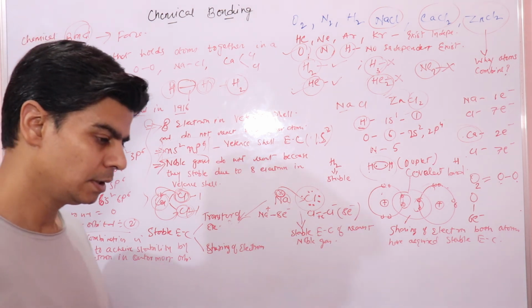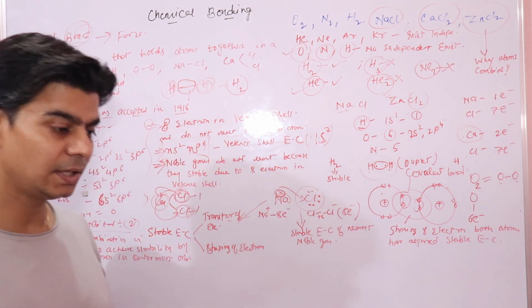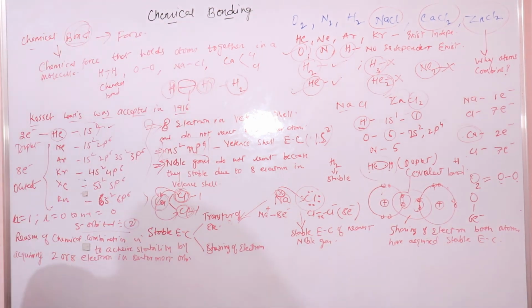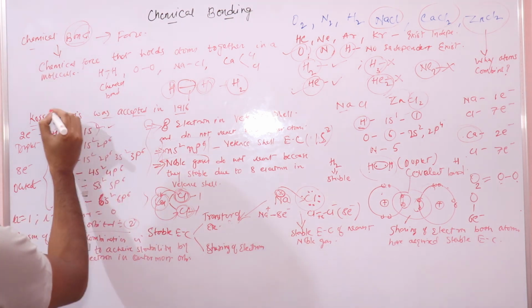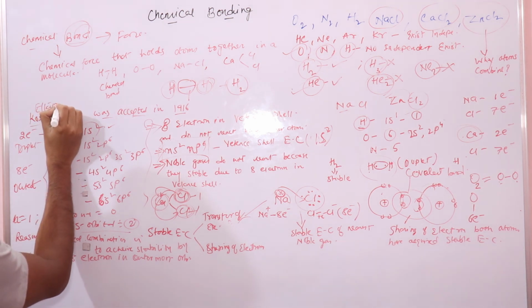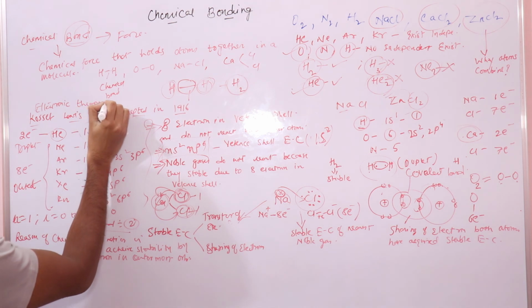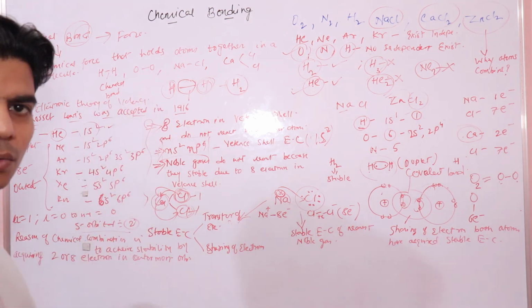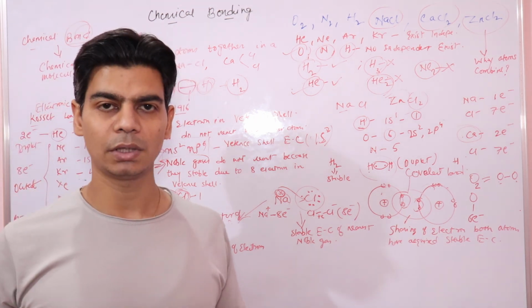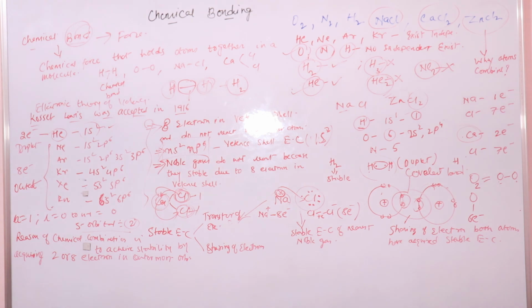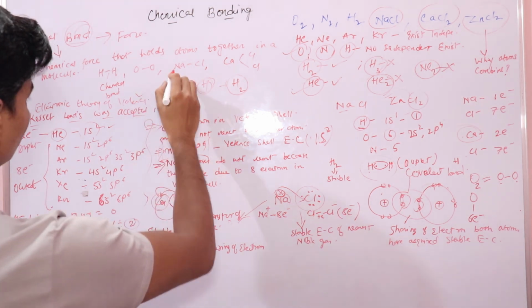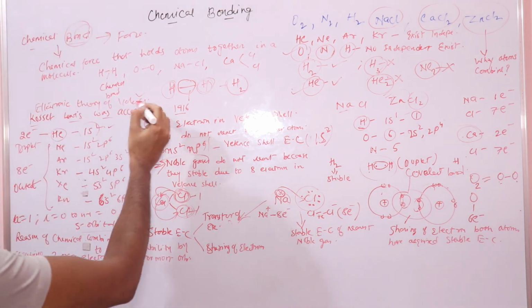So this is the concept of valency, and this theory of Kossel and Lewis is the electronic theory of chemical combination, right? We call this theory the electronic theory of valency. Why do we call it the electronic theory of valency? Because this is based on the electronic concept of atoms, right?